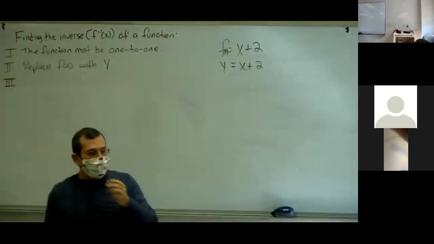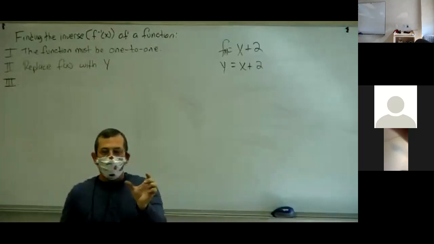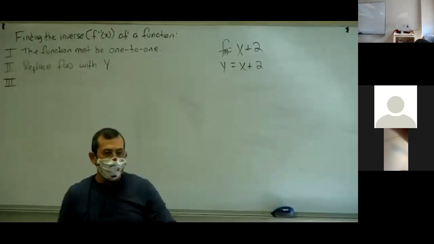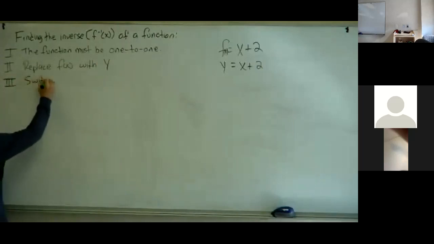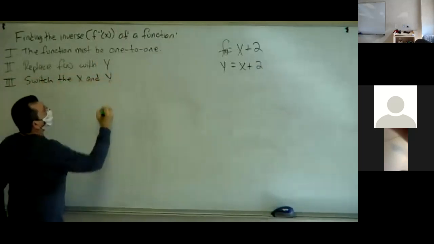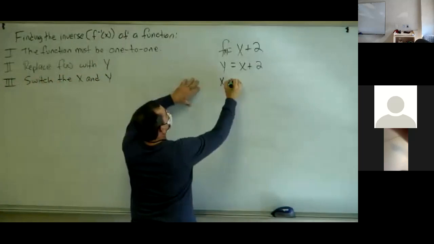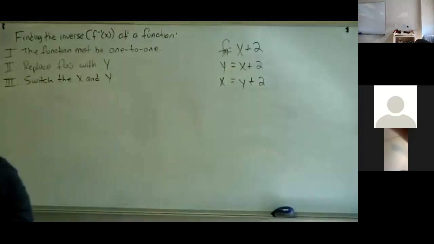So when I took them ordered pairs earlier, what did I do to those to find the inverse? I switched them around. I switched the x's and y's around. Well, guess what I'm going to do to this equation? I'm going to switch the x and the y around. So when I switch the x and the y, I'll have x equals y plus 2.